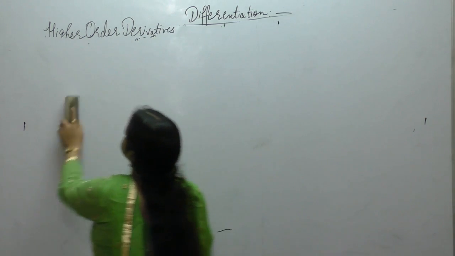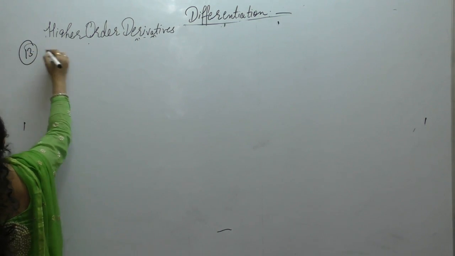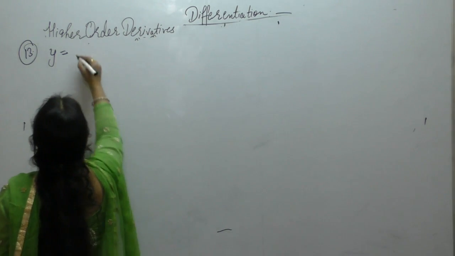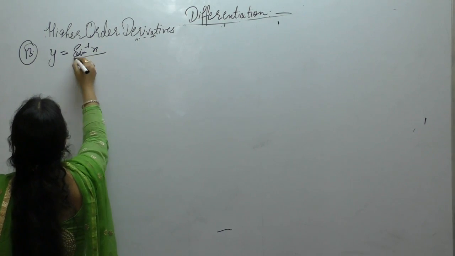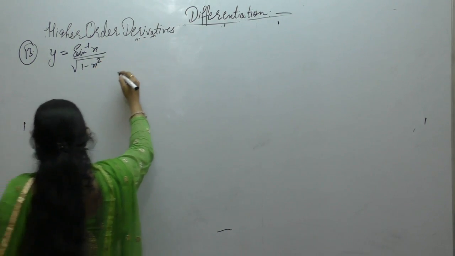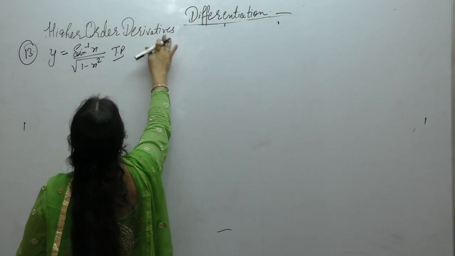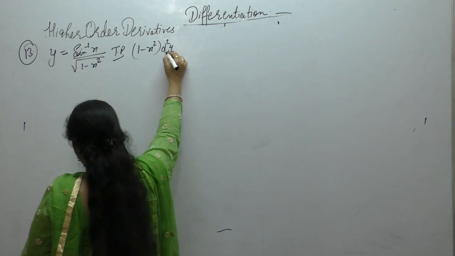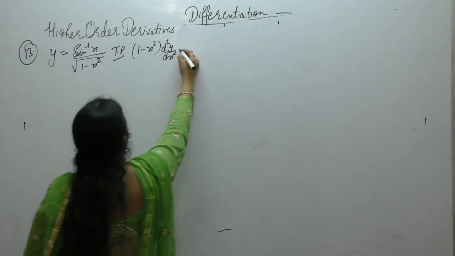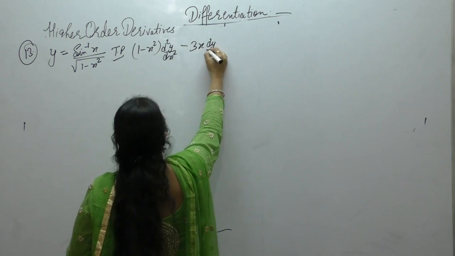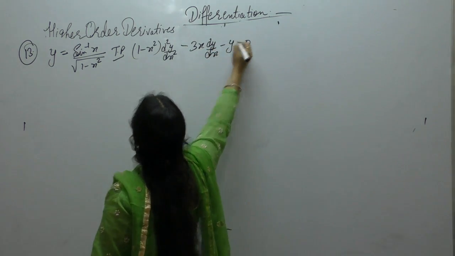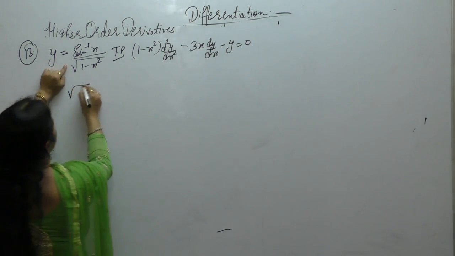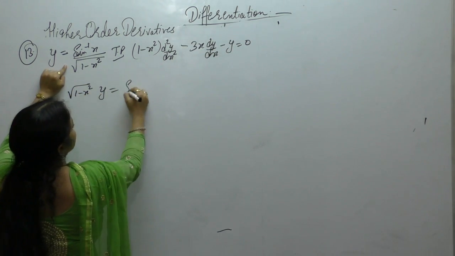Now the next one. If y is equal to sine inverse x upon square root of 1 minus x square, then show that (1 minus x square) d square y upon dx square minus 3x dy upon dx minus y is equal to 0. We can write this term as this.